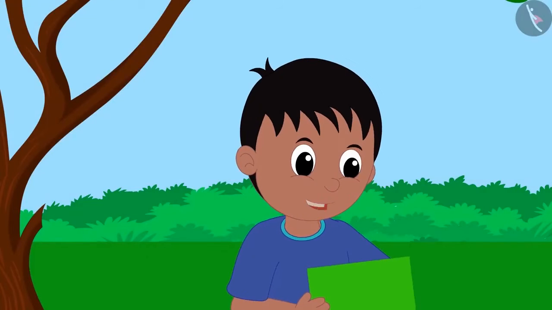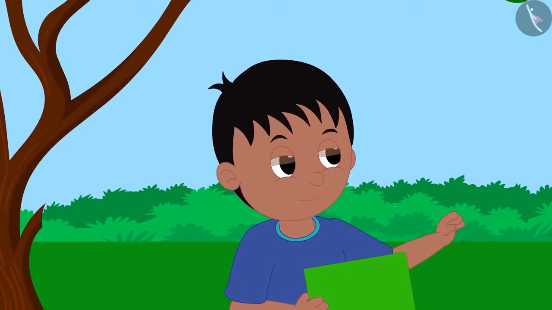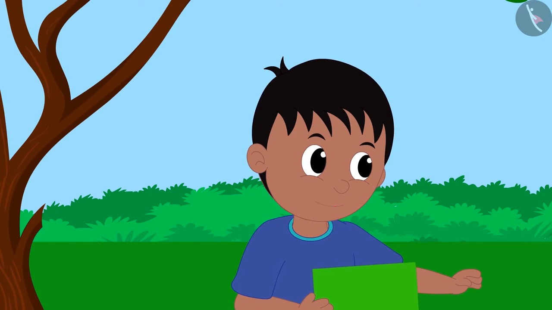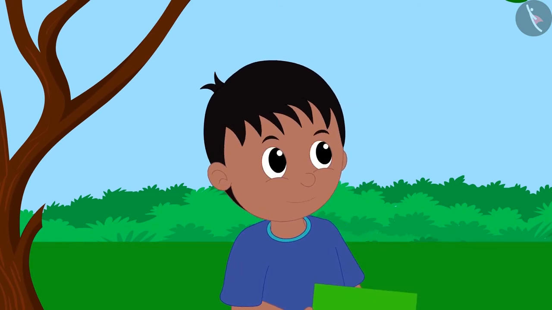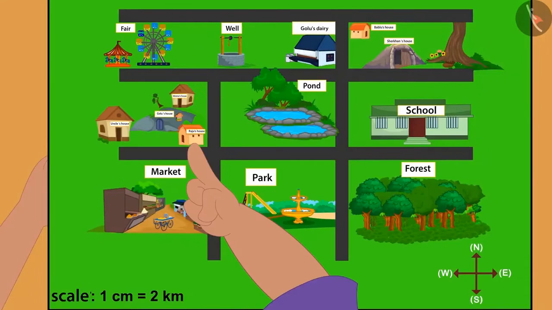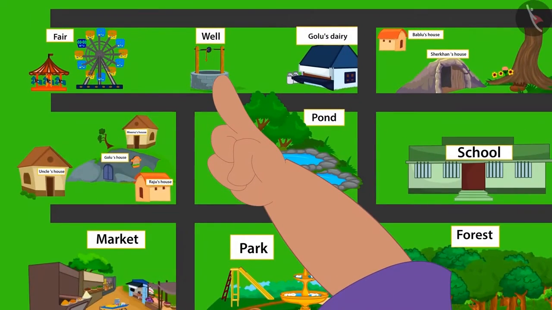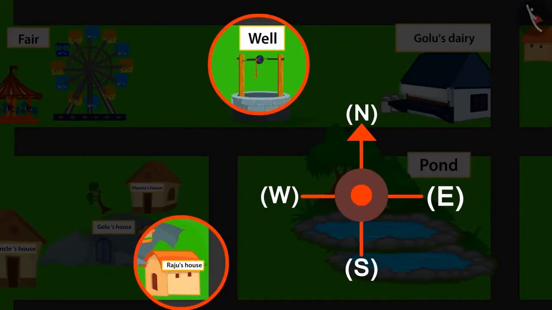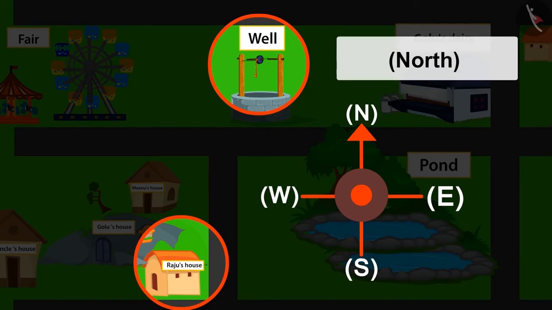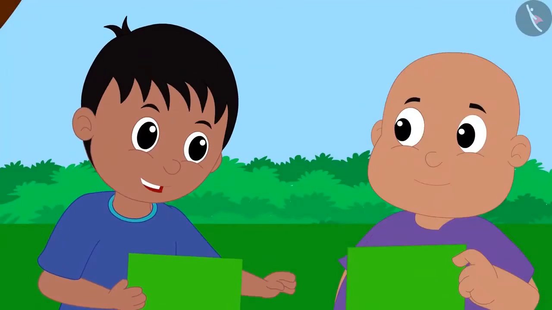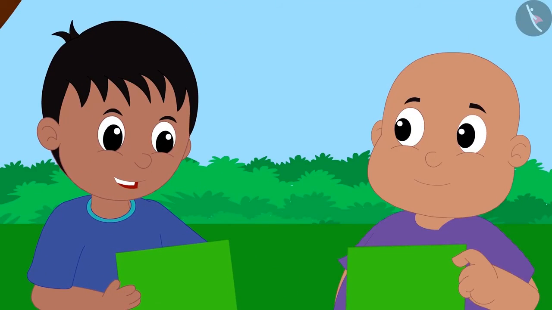Very nice, Bablu. This is absolutely correct. Now tell me, the well is towards which direction from my home? This is your home and this is the well. The well is above your home on the map, which means according to the compass, the well is towards north from your house. Bablu's answer is absolutely right.